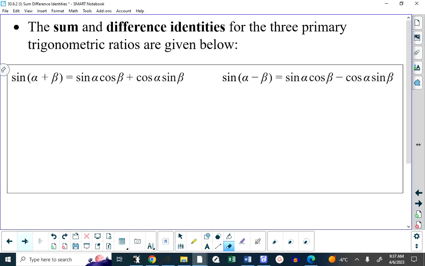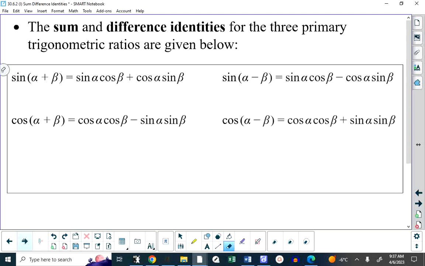The sum identity for cosine is entirely different. The sum identity for cosine says the cosine of alpha plus beta is cos alpha cos beta plus sine alpha sine beta. Got it right? So there's a lot that's different here. With the cosine identity, you have 2 cosines multiplied together and then the 2 sines. But the other thing is, for the sum identity, you're subtracting, and then the difference identity, you're adding. So the cosine of A minus B is cos A cos B plus sine A sine B.